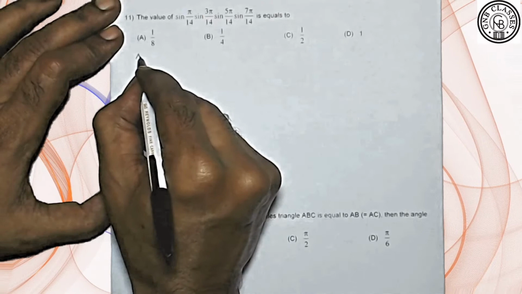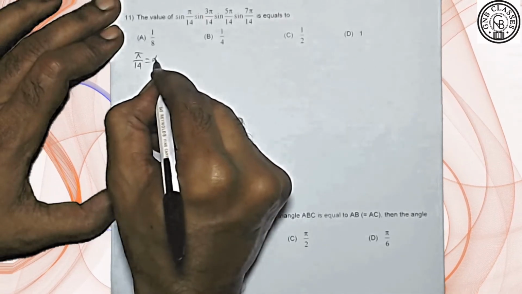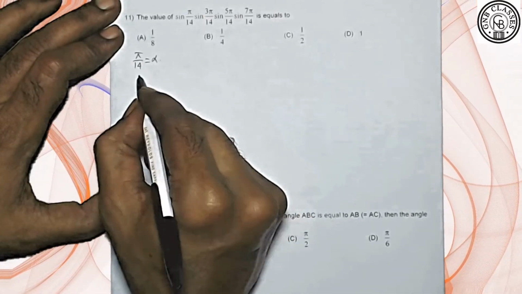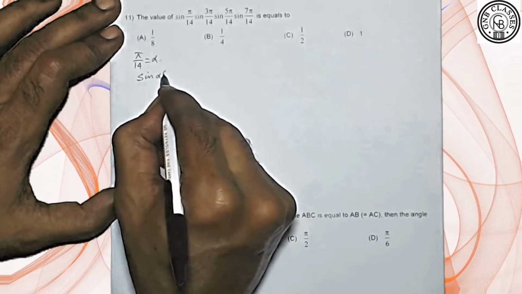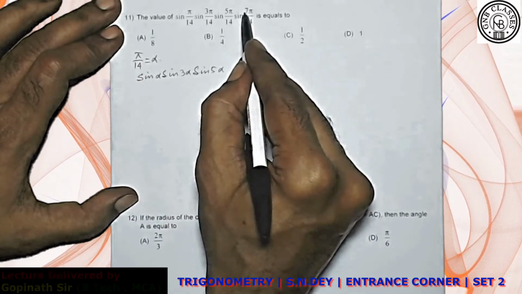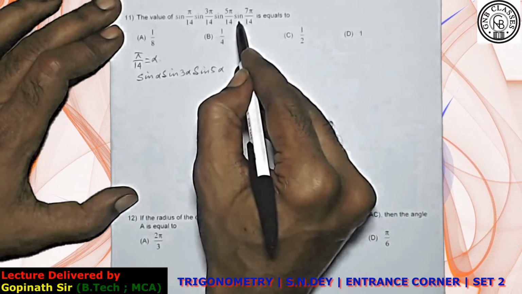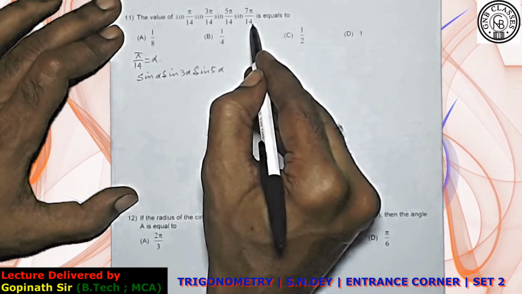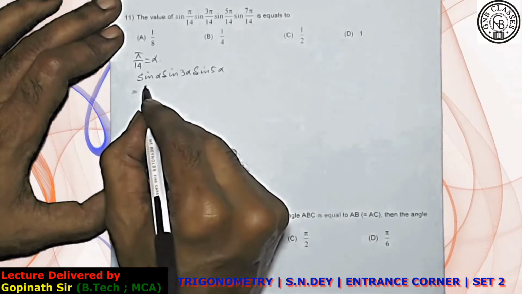Let us say pi by 14 is alpha. Therefore, the given expression becomes, and this is 7 pi by 14, that gives you sine pi by 2, which is 1. So, I am not writing it.